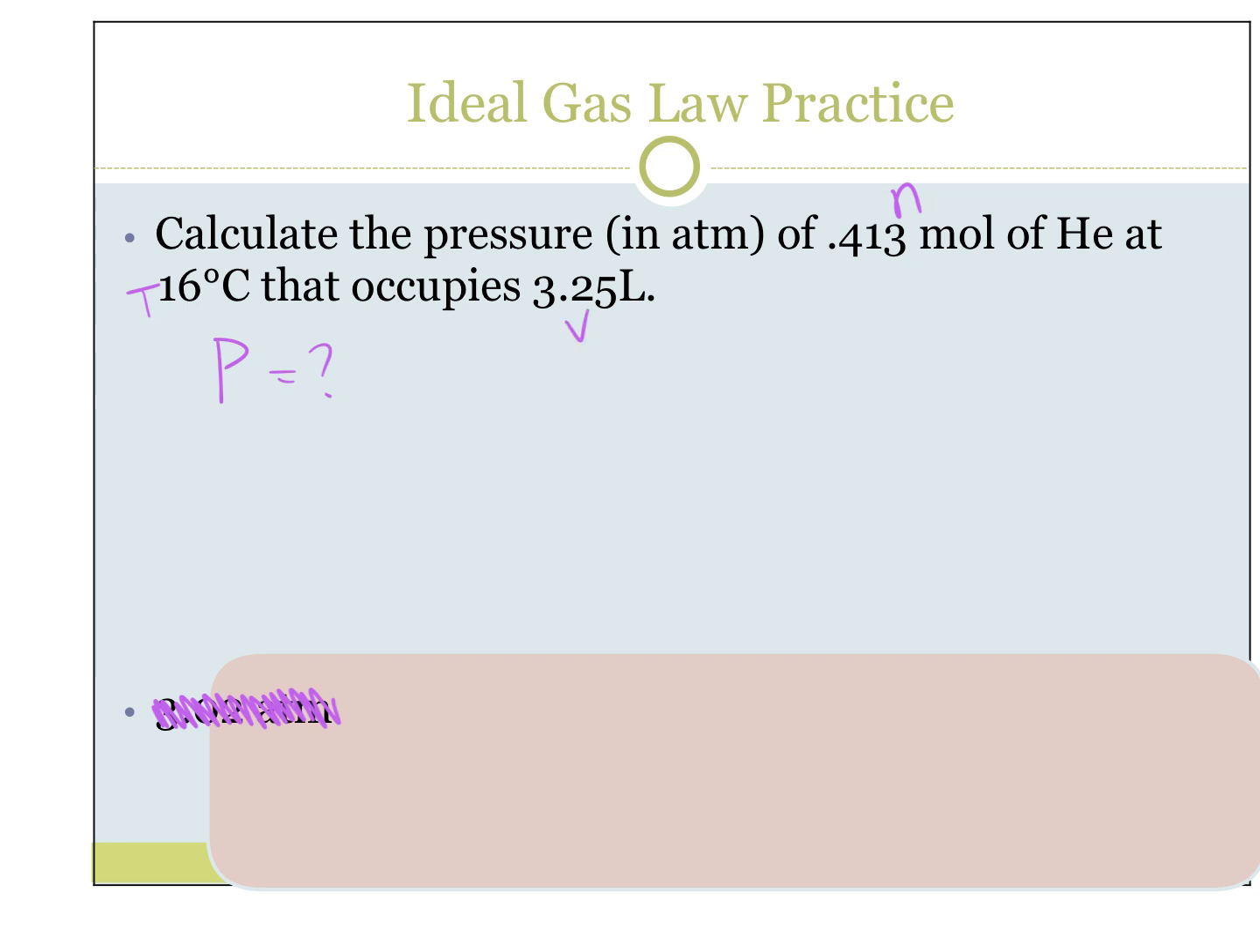Any red flags here? The T is in Celsius. Temperature has to be converted. So temperature starts out in Celsius, and we convert by adding 273. Good. So let's go ahead and do that. Do we have calculators out? Yeah. 289. Thank you. 289 Kelvin. Okay, so now let's just plug it in.